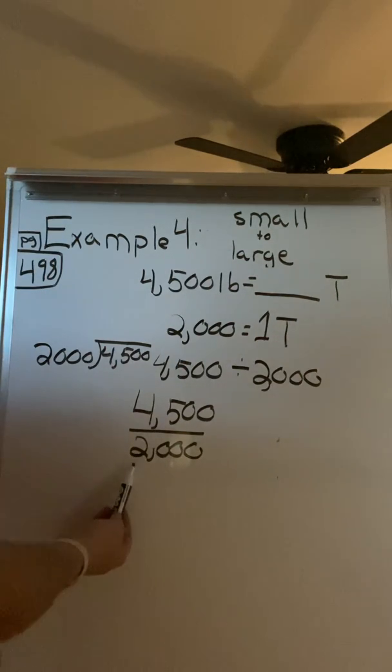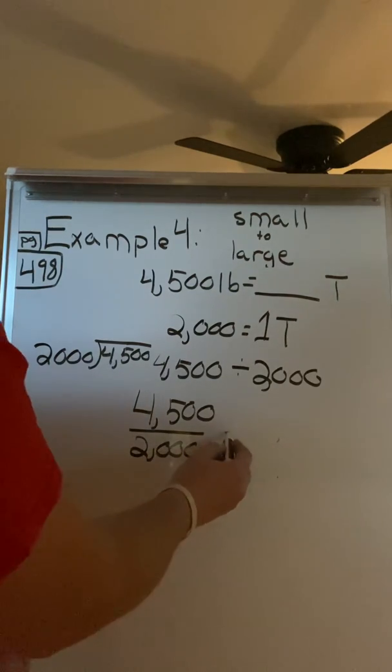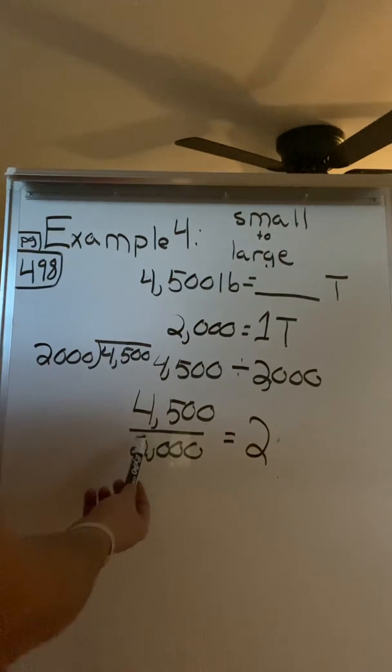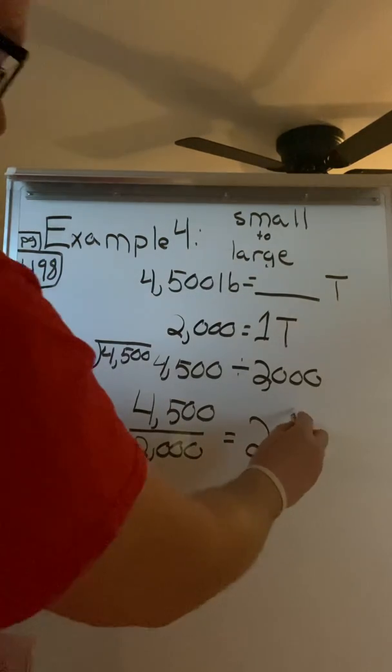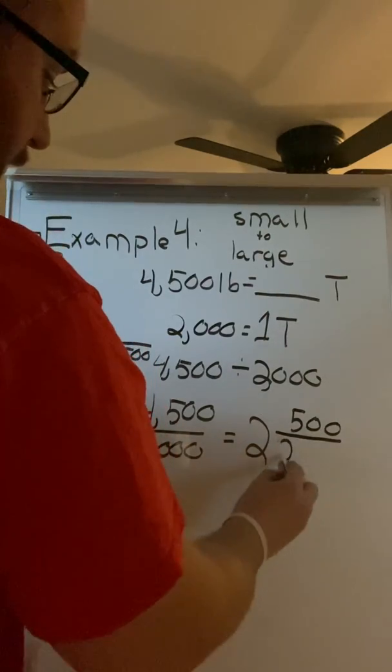I can look at my front number here, and I know how many times does 2 go into 4? Well, that equals 2. So then I look and I'm like, well, what would I have left over? 2,000 plus 2,000 is 4,000. So those cancel out, so I would have 500 left over 2,000.